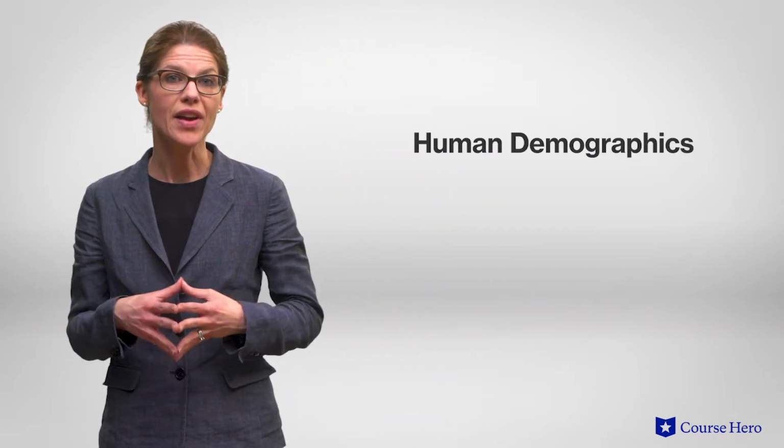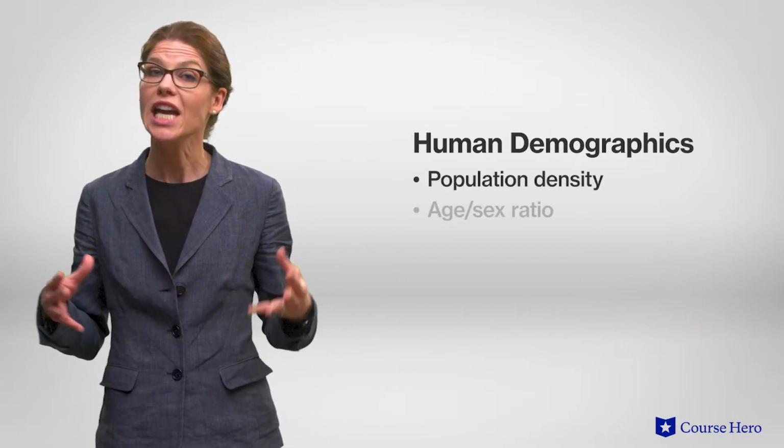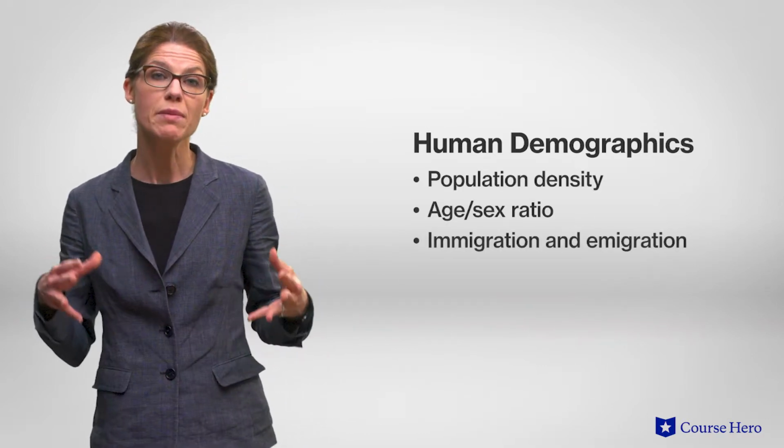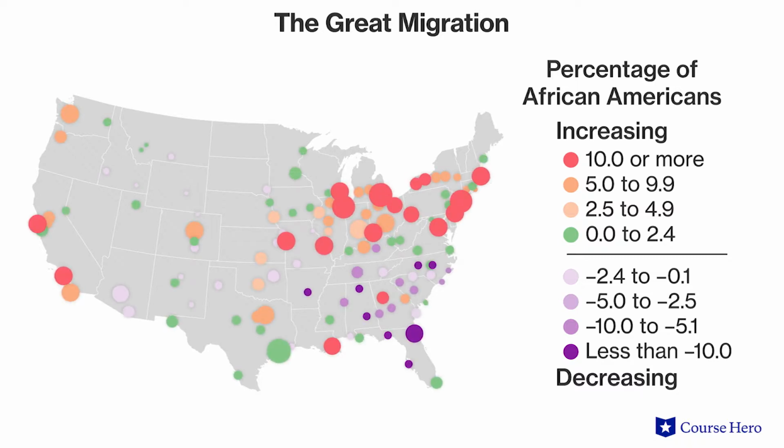Other factors that affect the demographics of humans include population density, age-sex ratios, and immigration/emigration. For example, in two large migrations from 1916 through 1970, more than 6 million African Americans moved from rural southern states to cities in the northern, western, and midwestern United States in search of better working and living conditions.